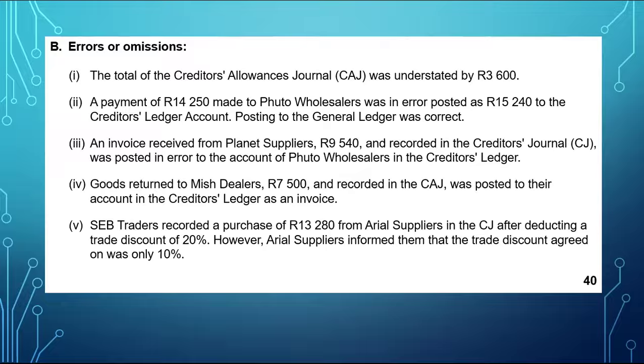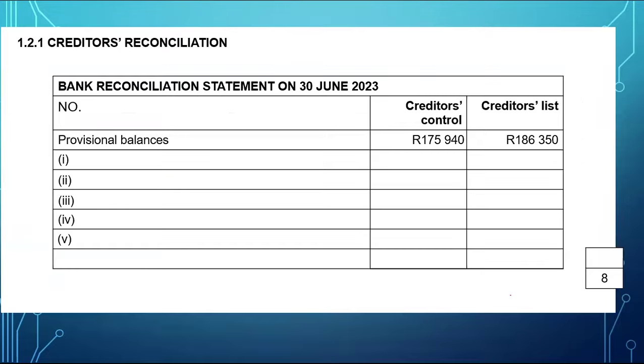Understatement means that it was reduced by an amount lesser by that 3,600. It affects your creditors control. And because it affects your creditors control, we are going to put it under creditors control as a minus. It doesn't affect your creditors list, it affects your creditors control. We are going to put it as a minus under creditors control.